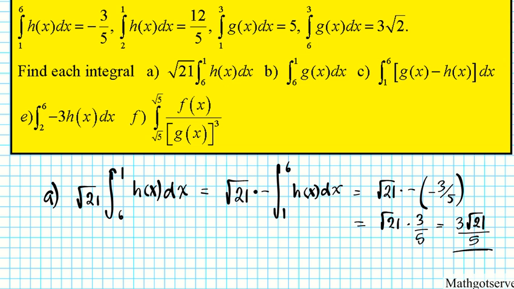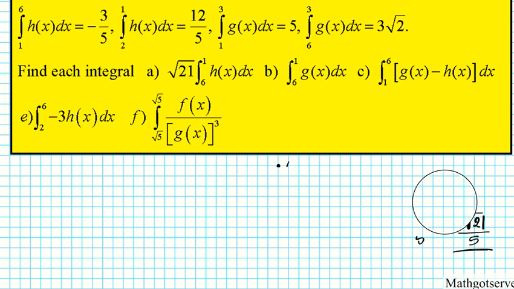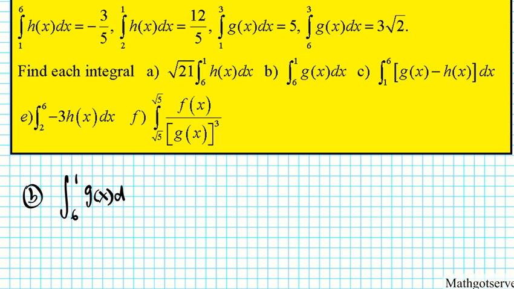Alright, let's move on to option B. We're asked to find the definite integral of g of x from 6 to 1. So let's write that down. For B, what is the definite integral from 6 to 1 of g of x dx? Alright, so I know the integral from 1 to 3 and then from 6 to 3. So I need to find the antiderivative from 6 to 1. Okay, let's see what we can do here.